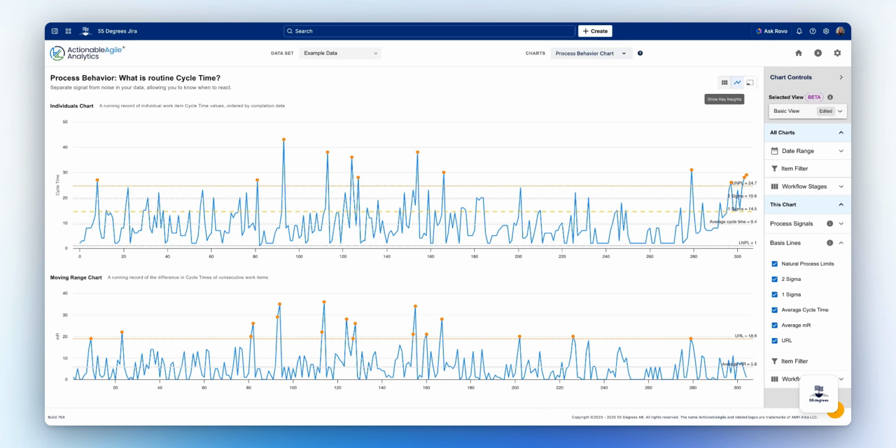The last basis line is the average MR. This is simply the average value of the range between successive cycle time values and is used in calculating all but one basis lines.